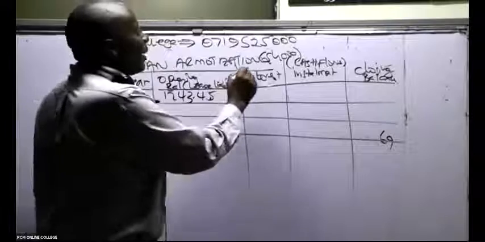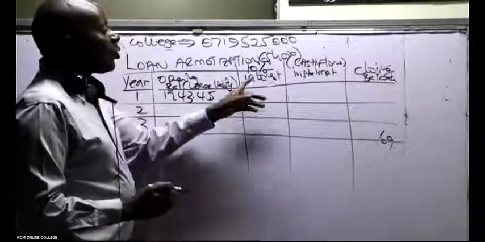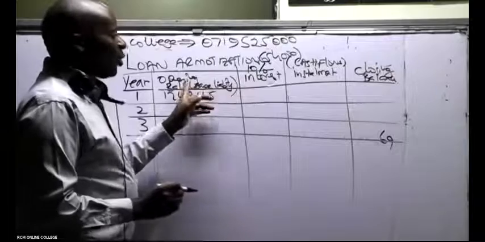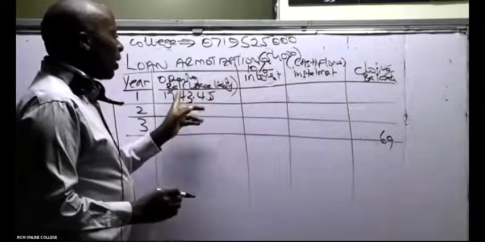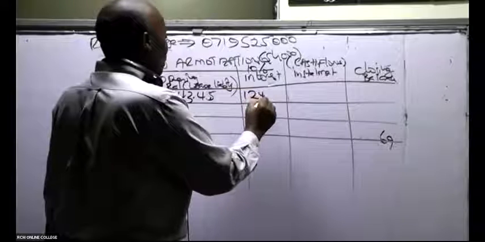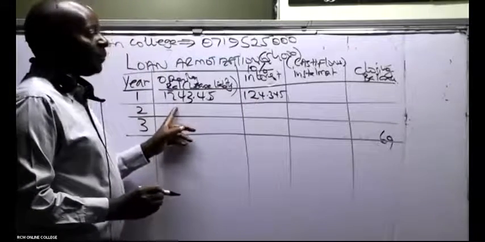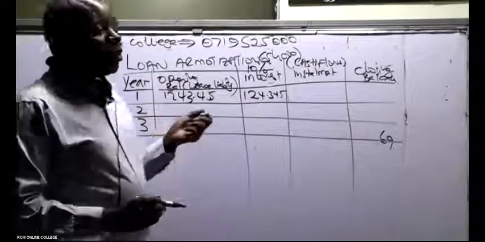Come and give me the interest. So 10% interest. Remember, interest is normally levied on the opening balance. So you take 10% of the opening balance, which will be 124.345.